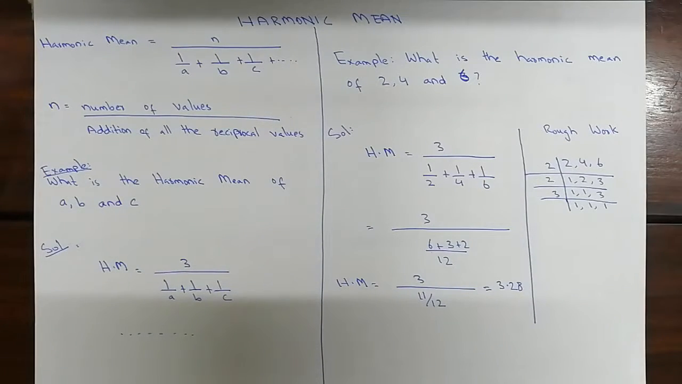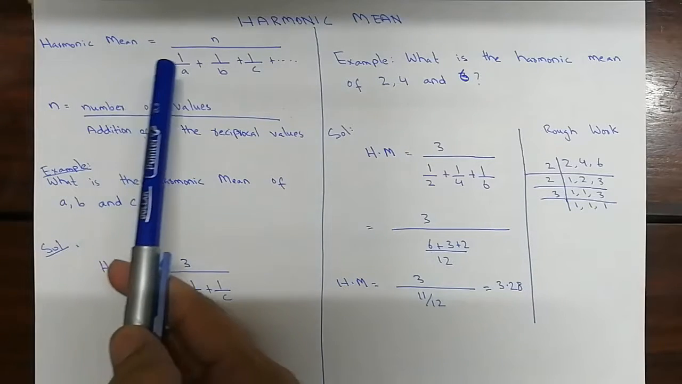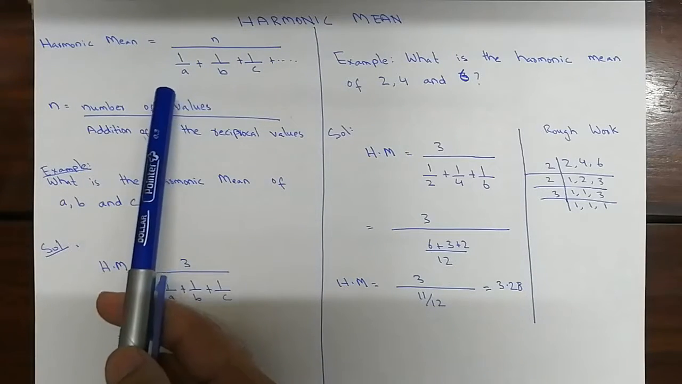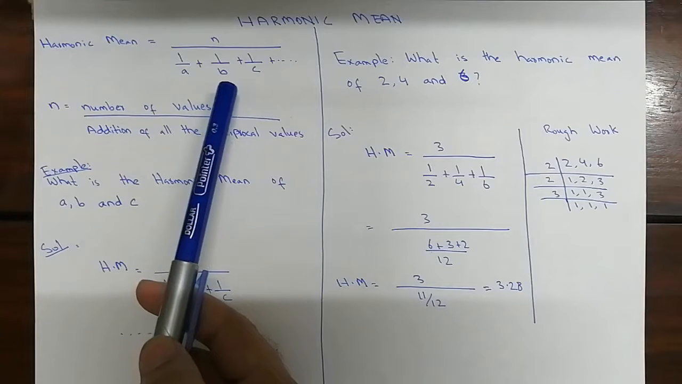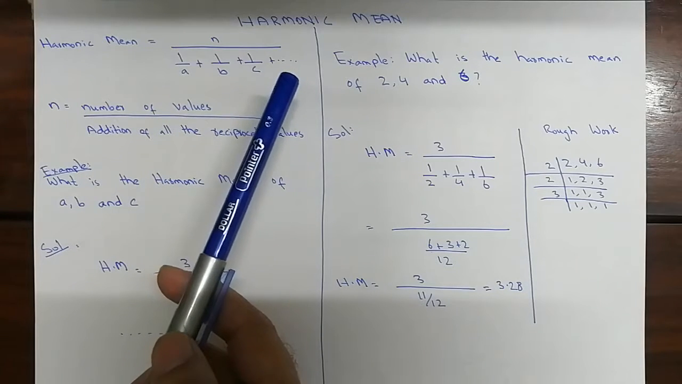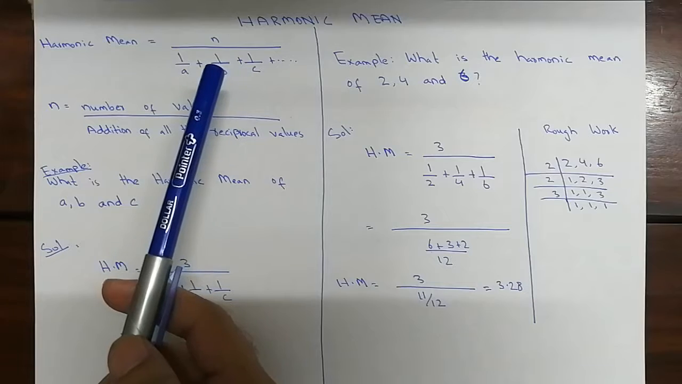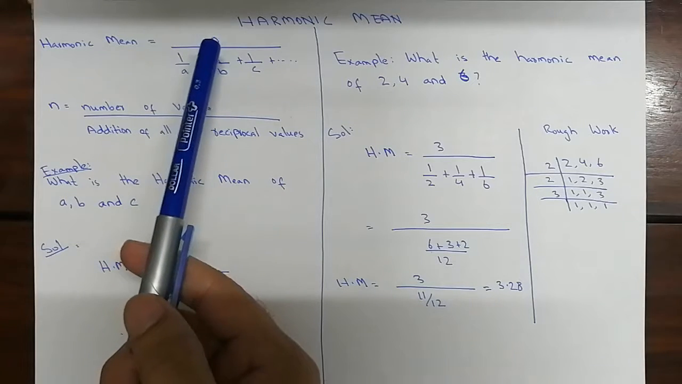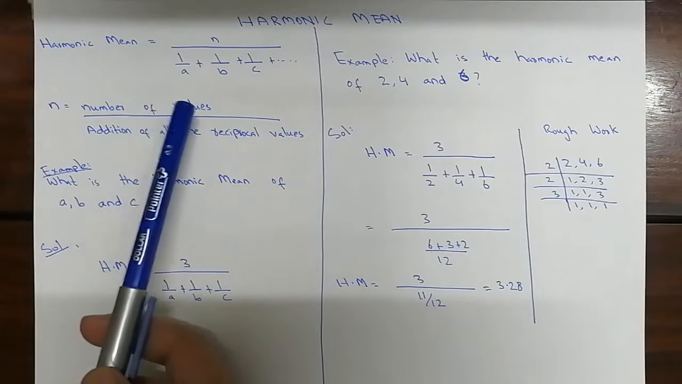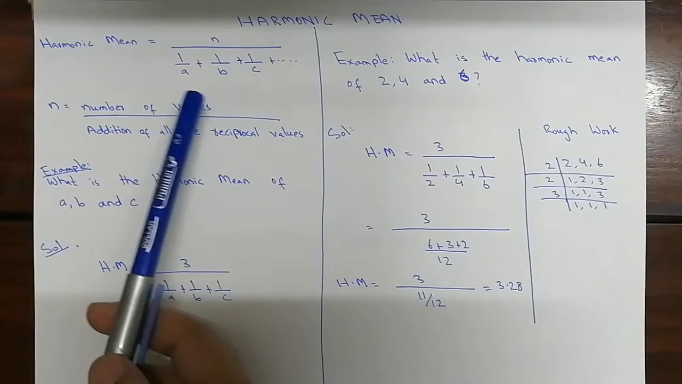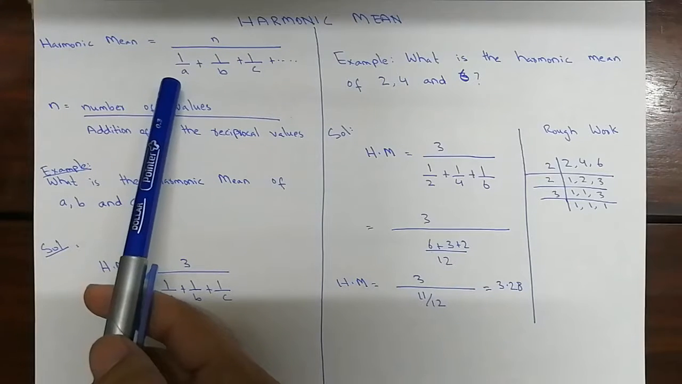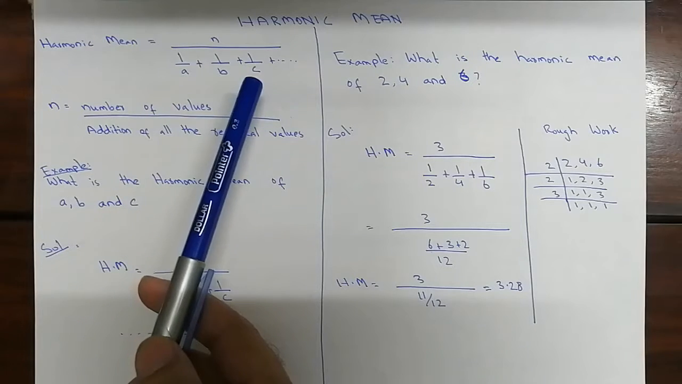Today we will learn about the harmonic mean. Now harmonic mean is equal to n divided by 1 upon a plus 1 upon b plus 1 upon c and so on. It means that harmonic mean is equal to n, that is the total number of values, divided by the reciprocal of the values and then the addition of all of them.